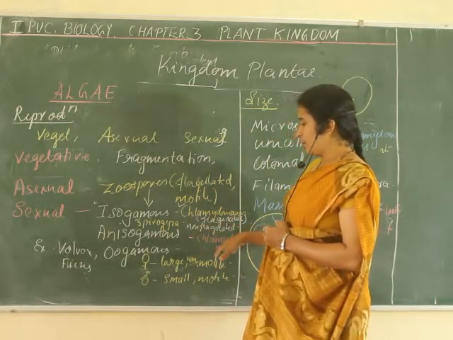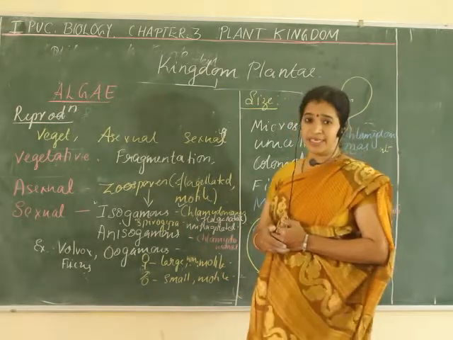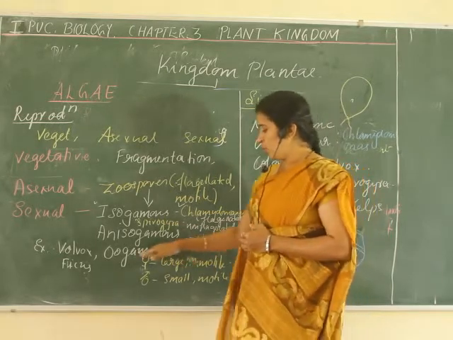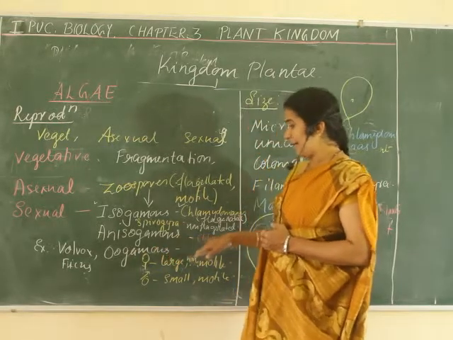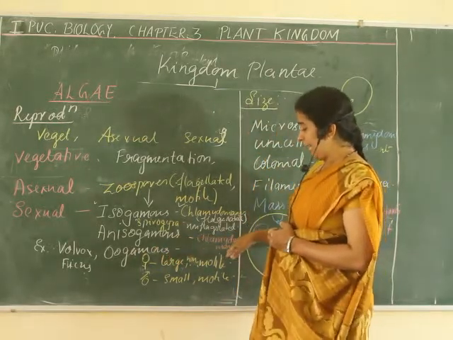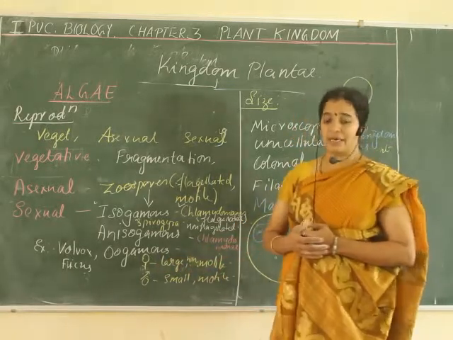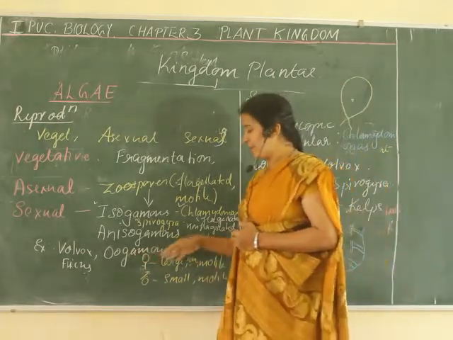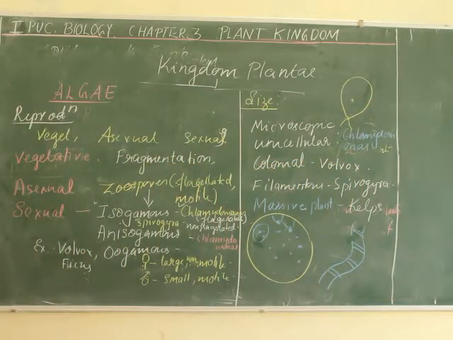Anisogamous means the 2 gametes are not similar. Oogamous fusion takes place if the 2 gametes are dissimilar, in that the female gamete is large and non-motile, whereas male gametes are comparatively small and motile. This type of fusion can be seen in the algae Volvox and Fucus. So this is about reproduction in algae.